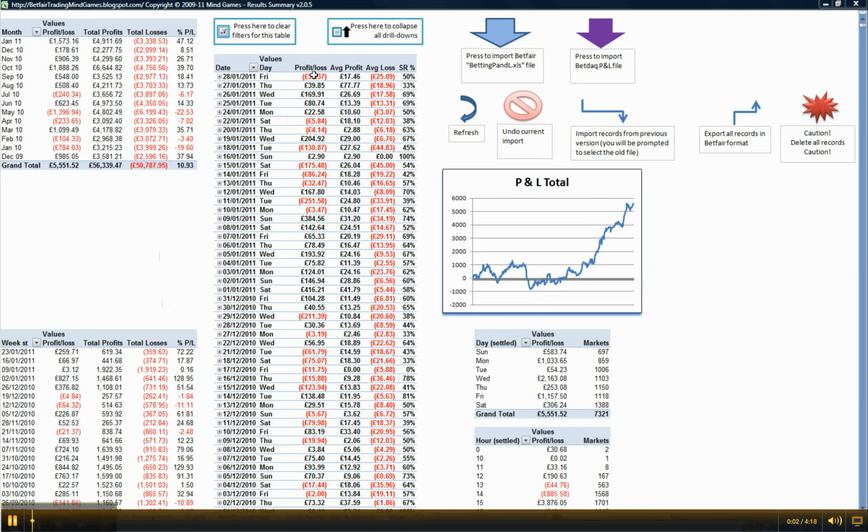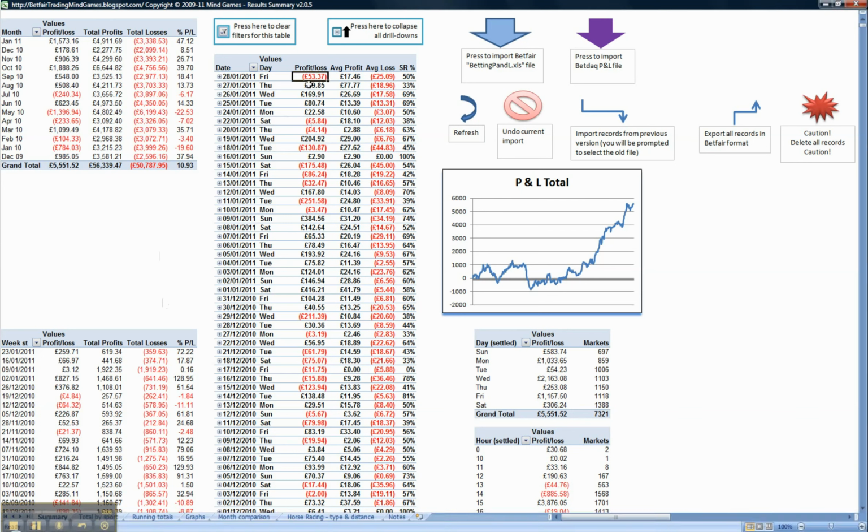Okay, you may be wondering how to see what was your best day or worst day. That's very straightforward to do. All you need to do is put your cursor above the profit and loss until you get the black down arrow, and that selects the entire column.